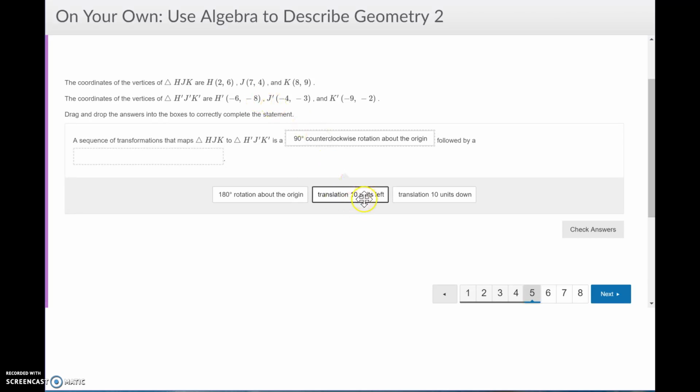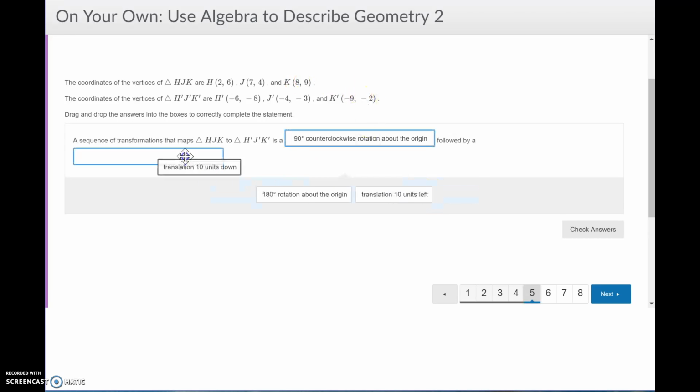We can translate, that's our y, so it has to be the translate down, and we only have one option for that. But let's just see if it works. So down would be negative 10. 2 plus negative 10 would be negative 8. 7 minus 10 would be negative 3. 8 minus 10 would be negative 2. So since we know it's happening to the y, that's how we know that.